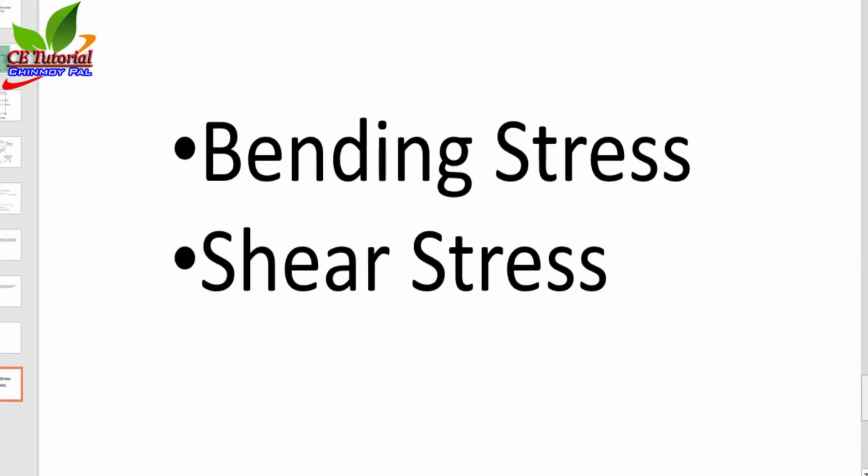Let us try to understand what is bending stress and what is shear stress. Just imagine a simply supported beam subjected to a point load at midspan of the beam. I want to show you a model.